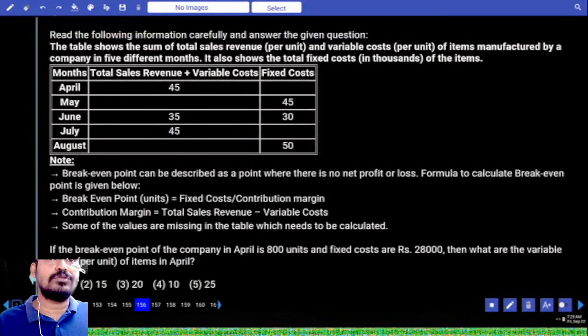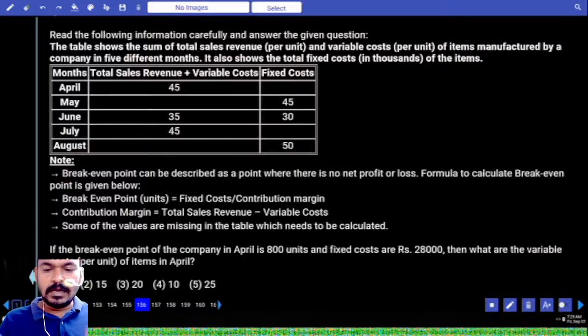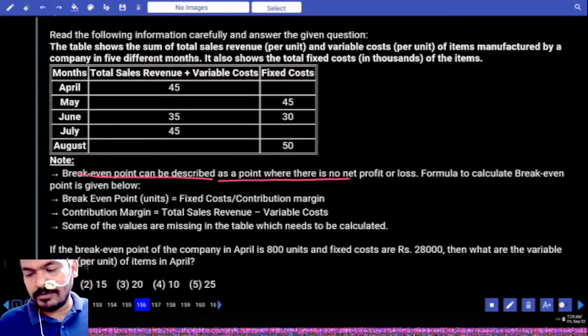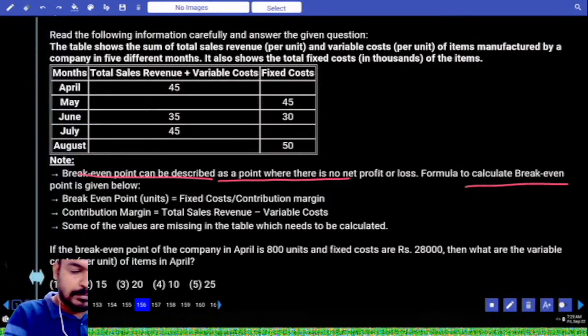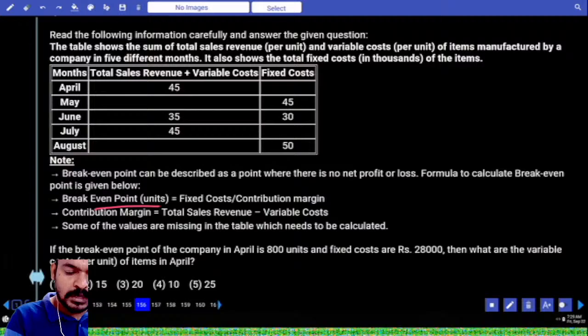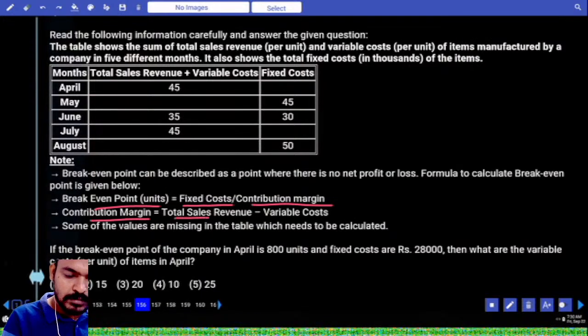Next, question 156. Take a look at the table once. The table shows the sum of the total sales revenue per unit and variable cost per unit of items manufactured by a company in 5 different months. It also shows the total fixed cost in thousands of the items. Total sales revenue plus variable cost and another one fixed cost. What is the next line? Break-even point can be described as a point where there is no net profit or loss. The formula to calculate break-even point is given below. Break-even point in units equals which one? Fixed cost by contribution margin. But contribution margin equals which one? Total sales revenue minus variable cost.